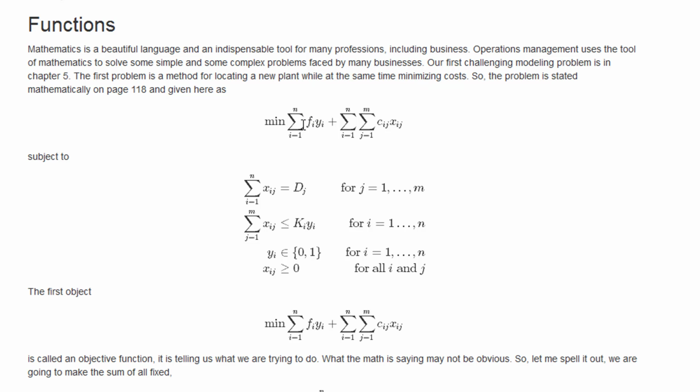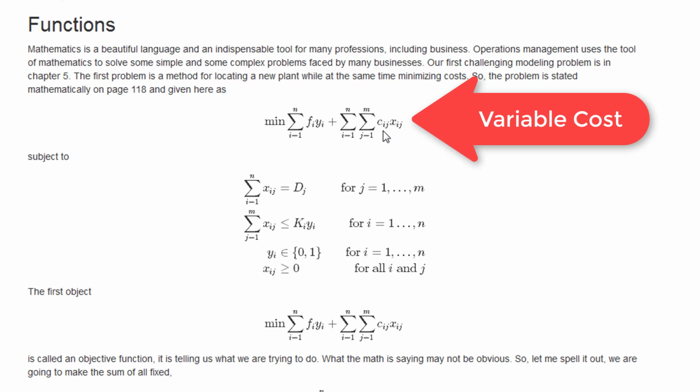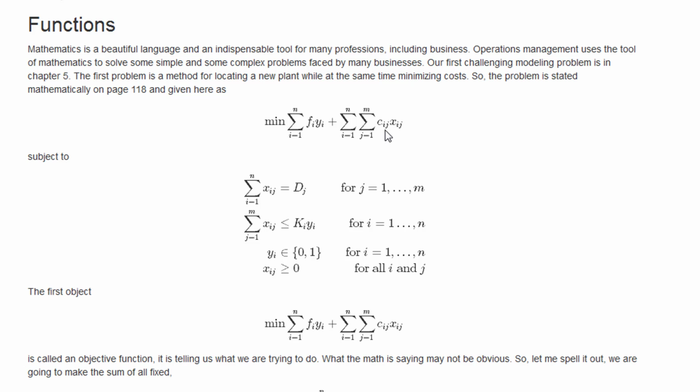So the statement here says add up the fixed costs from each potential plant, and then move on over here to the variable costs. This double sum says I have to have the variable cost, the per unit cost, at each plant of shipping product from that plant to each market. i is the plant location, j is indexing the market location.